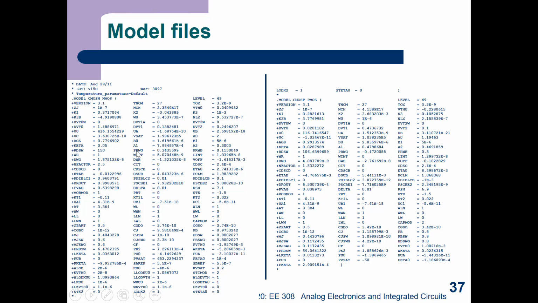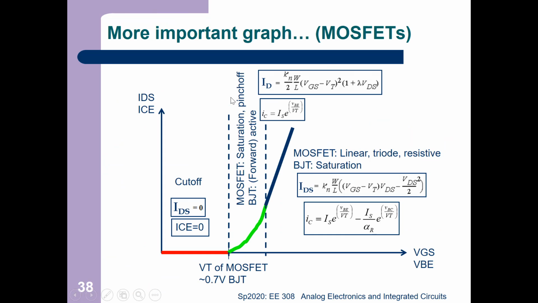So model files give you the detailed information about your transistors, and every time you use a different transistor, you want to get the model file appropriate to that transistor, or else you won't get an accurate simulation. So that's for the MOSFETs.